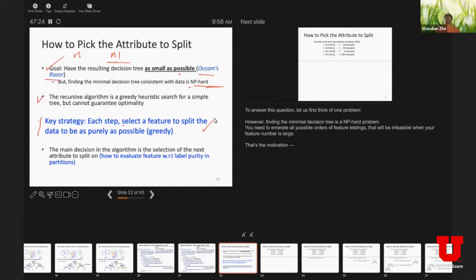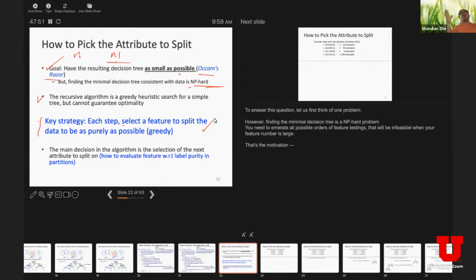As some of you have pointed out, it's reasonable to do this greedy heuristic. Every time, I locally want to maximize the improvement of purity. Now the question will be, how do we measure the purity? I need to rank the features, rank those attributes, I need to rank the ability of each attribute to improve the purity. But first, I need to measure what we mean by purity.